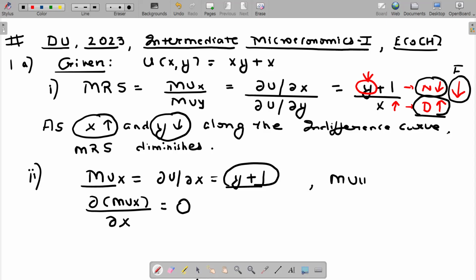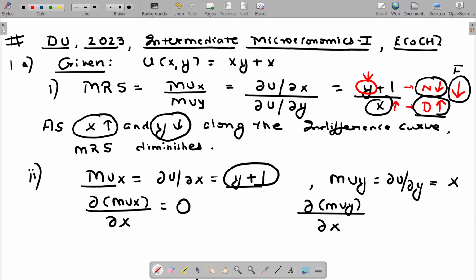Similarly, MUY is del u by del y. What is del u by del y? It's x. When I partially differentiate the marginal utility of y further with respect to y, what do I get? I get 0 because MUY is x. The derivative of x with respect to y is 0.